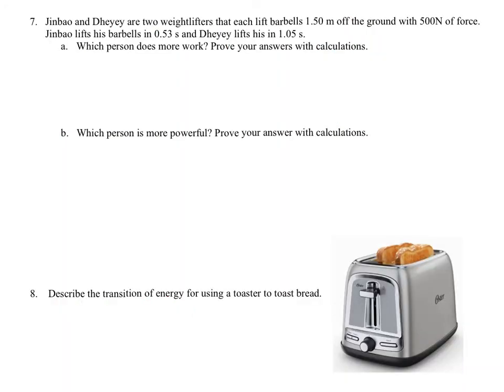Looking at number 7, it says Jinbao and DA are two weightlifters that each lift barbells 1.5 meters off the ground. So that's a distance, and it's 500 newtons of force. They both lifted with 500 newtons, so it's the same amount of weight and the same distance. Jinbao lifts his barbells in 0.53 seconds, and DA lifts his in 1.05. The first question is, which person does more work? Prove your answers.